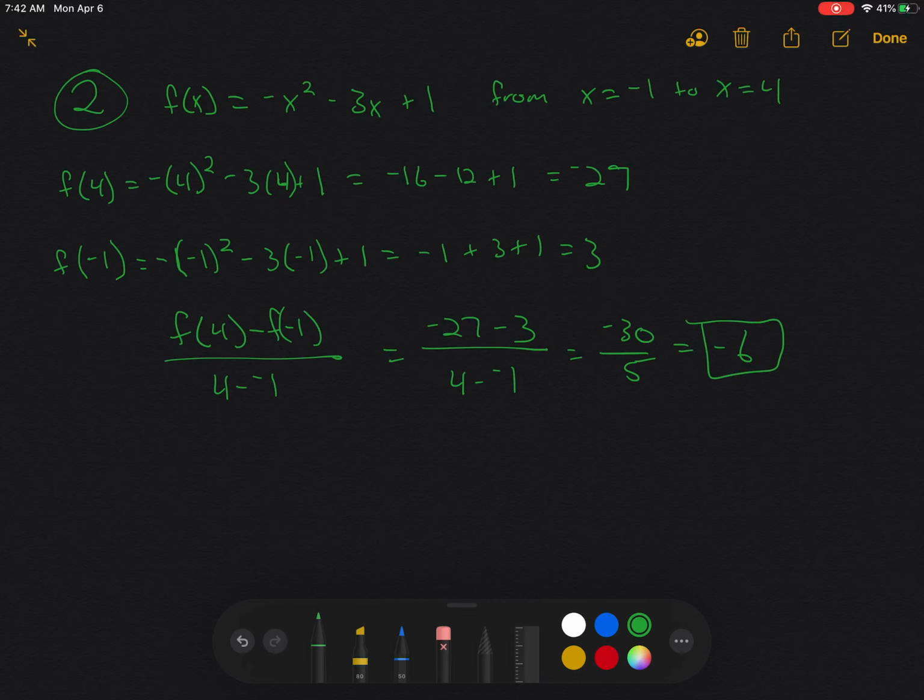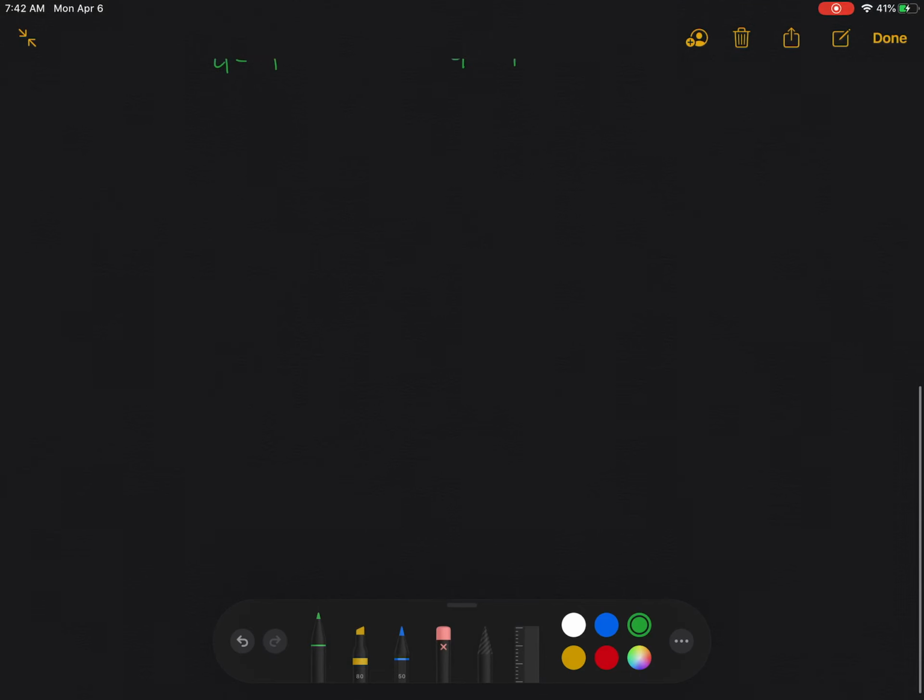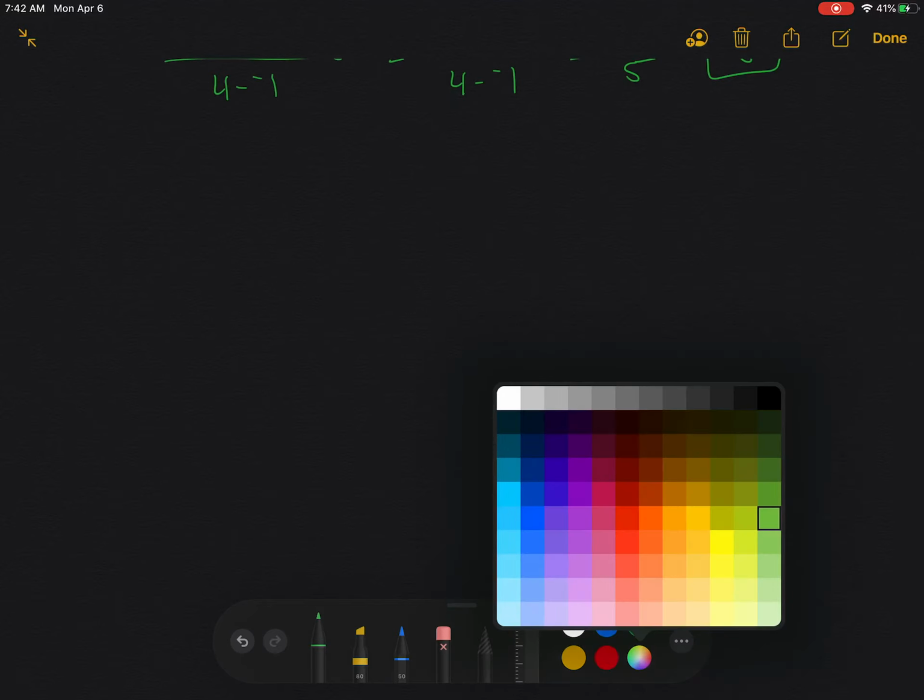We're just using that slope equation every single time to find our average rate of change. This should be a lot of review for you guys, actually. Okay, next problem, number 3. Number 3's got a couple different parts to it.